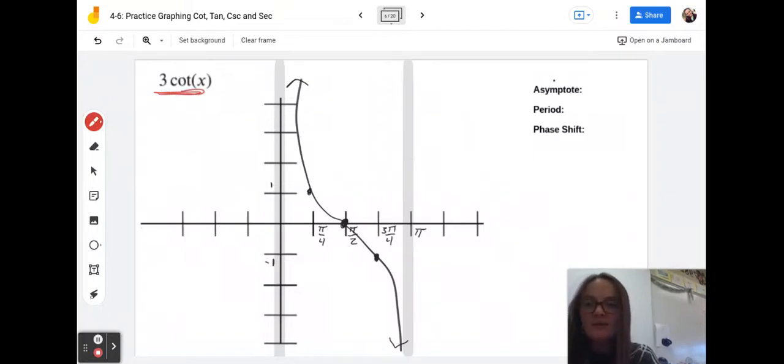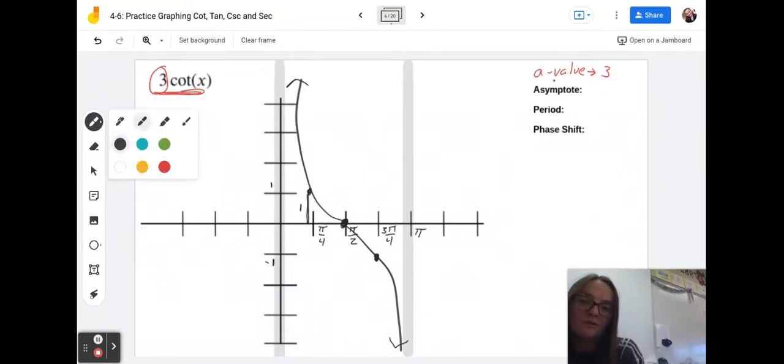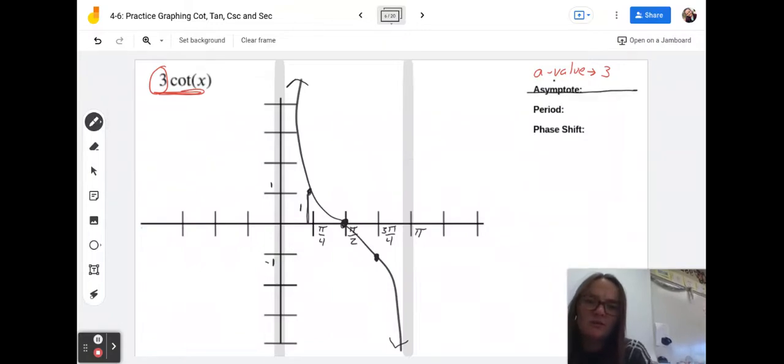So first thing I want to talk about here is what would the a value be in this situation? Well, looking at it, the a value is 3. And remember last time our a value was assumed to be 1, and that's why we went up 1 from our midline. We're not going to change the asymptotes. In fact, you guys can just cross that one off for now. The period is calculated by taking pi and dividing by b. Well, b in this case is the number in front of x, which is 1, and therefore period must be pi over 1, which is just pi.